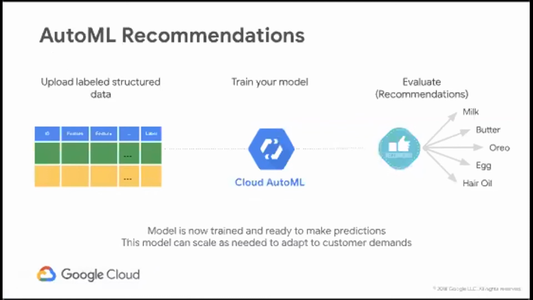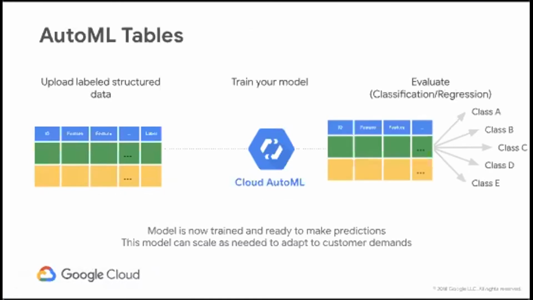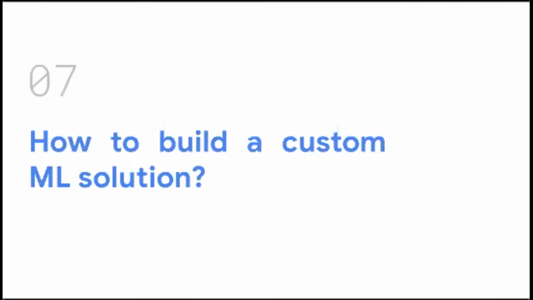AutoML recommendations is another situation where you upload labeled structured data, you train it, and then it's able to give recommendations based on it. Or you can use AutoML Tables. So you give it labeled structured data, and when you train it, it's able to classify the different lines of your table, for example. You can classify and make some groupings and all that. So there's a lot of things you can do by just having data, inputting it into AutoML, and it gives you some useful results.